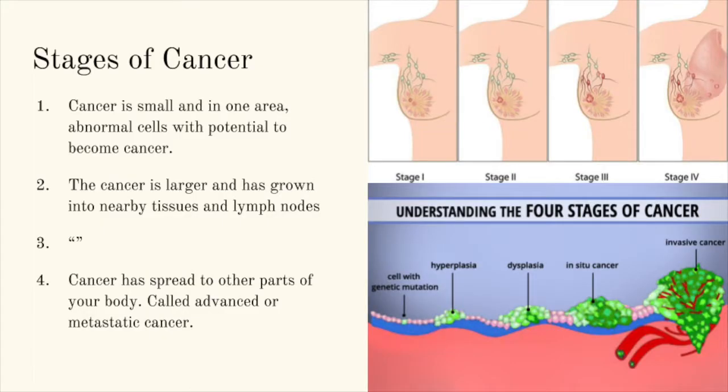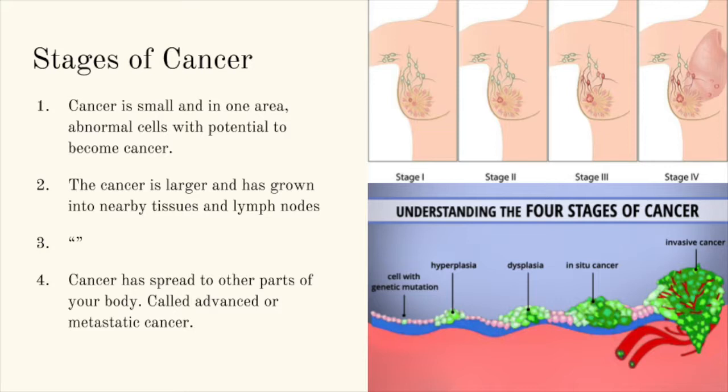Stages of cancer. You hear there's 4 stages. Stage 1 would be cancer that is small and in one area, abnormal cells with potential to become cancer. So it's just the beginnings. They see something, but it's not something fully yet.